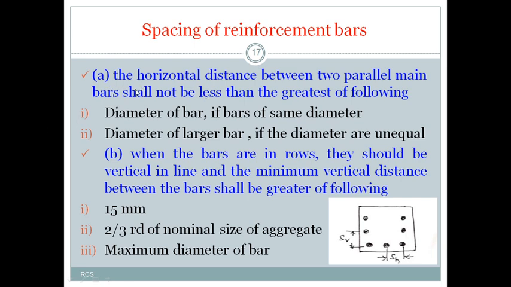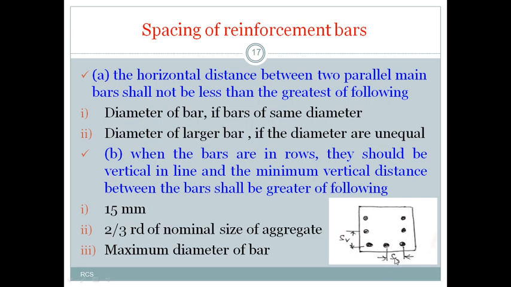First criterion: the horizontal distance between two parallel main bars shall not be less than the greatest of the following, that means the maximum of the following. One is the diameter of the bar, if the bars are of the same diameter. The second condition is the diameter of the larger bar, if the diameters are unequal. Say these bars are provided as main reinforcement in the beam, and these are the horizontal bars. I am showing the cross section of a beam here.